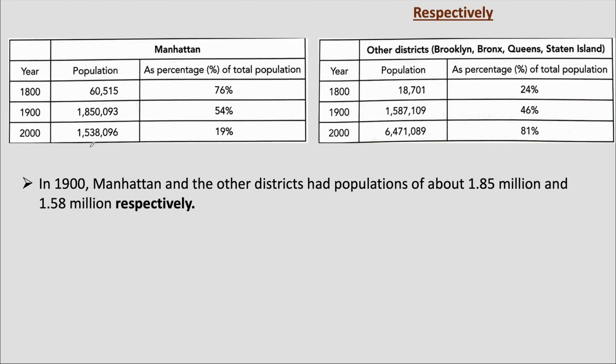In these tables, in 1900, Manhattan had a population of about 1.8 million, and the other districts had a population of about 1.5 million. In this sentence, we first mention the two places and then the two numbers. Respectively means the first number is for the first place and the second number is for the second place.